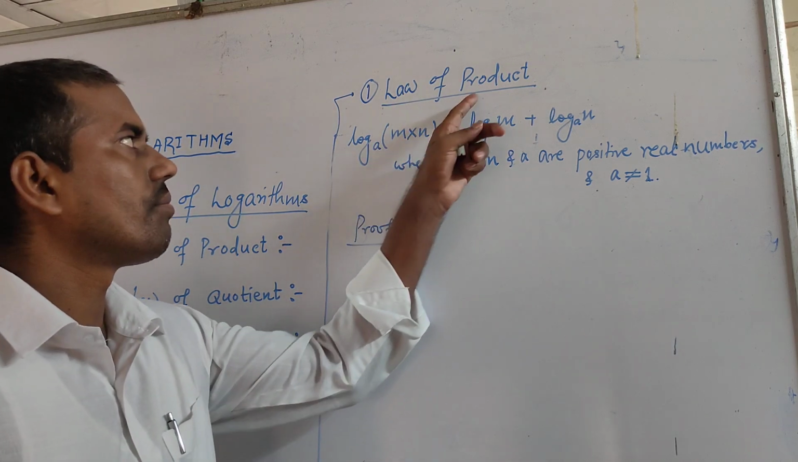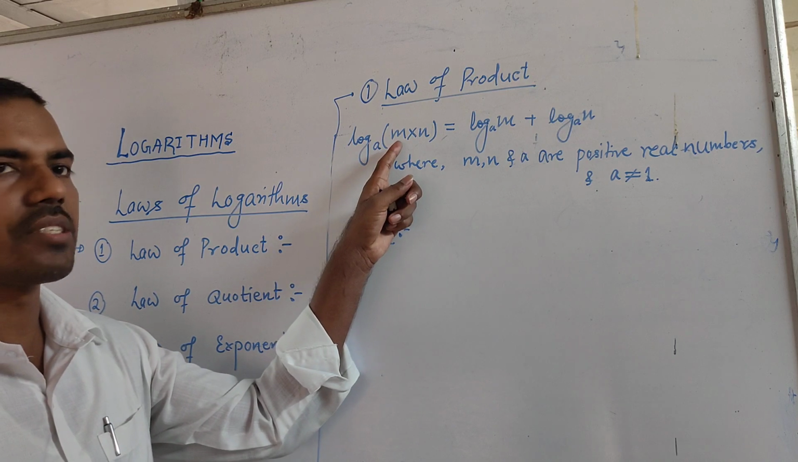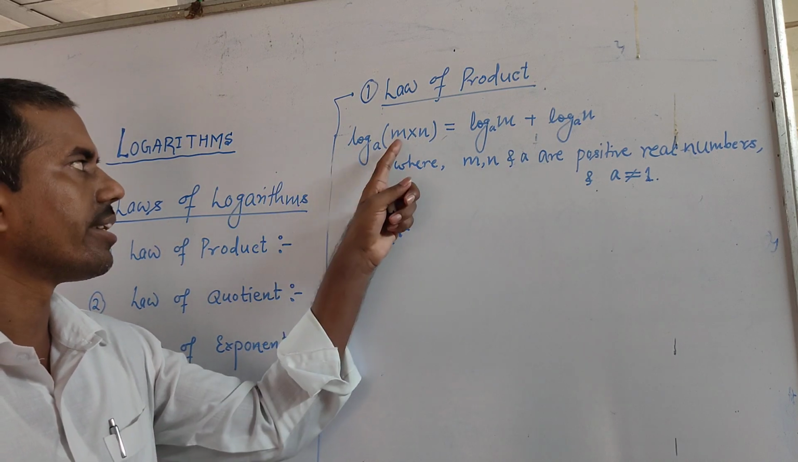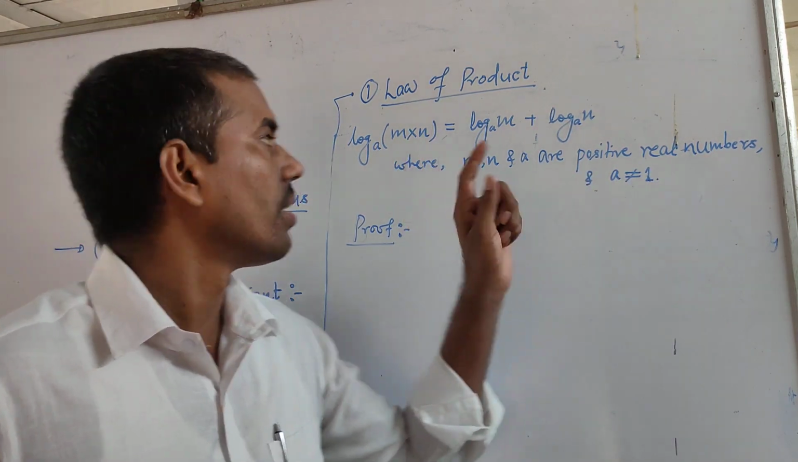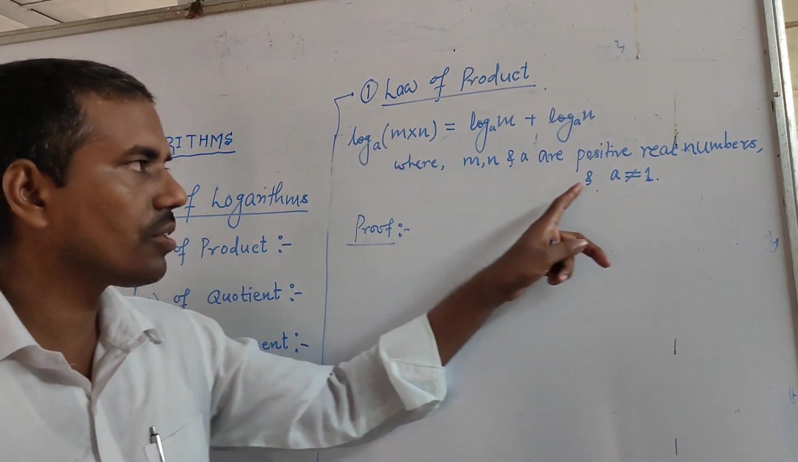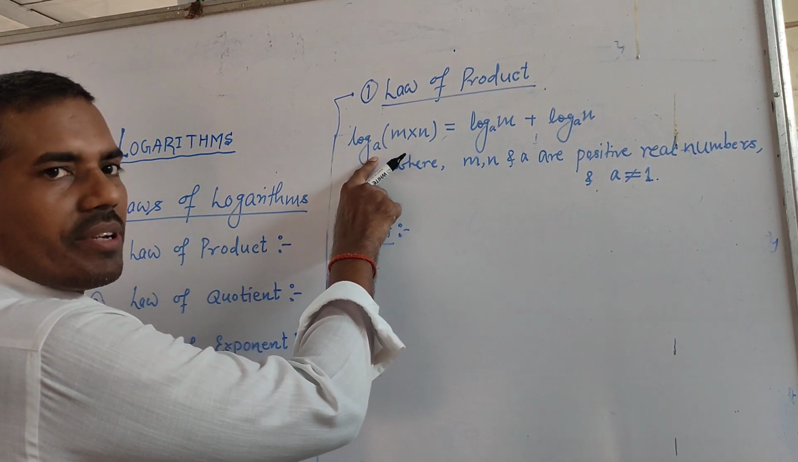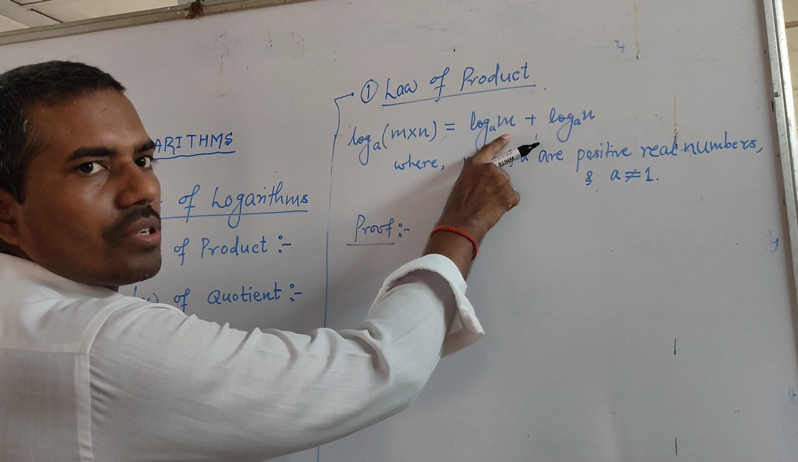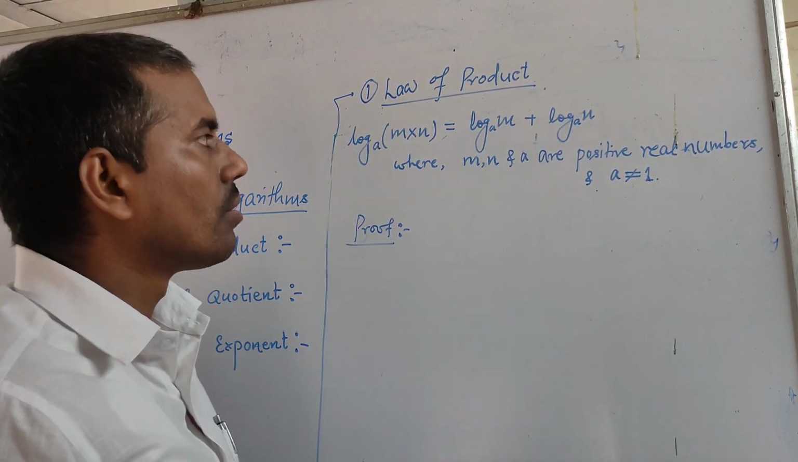First, the law of product. The law of product states that the log of the multiplication of two numbers m and n, where m and n are positive real numbers and a is the base and a should not be equal to 1: log of m into n to the base a is equal to log of the first number m to the base a plus log of n to the base a.